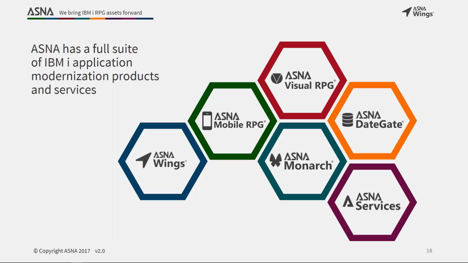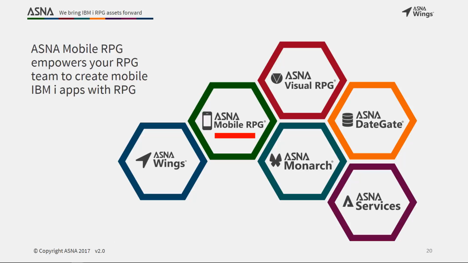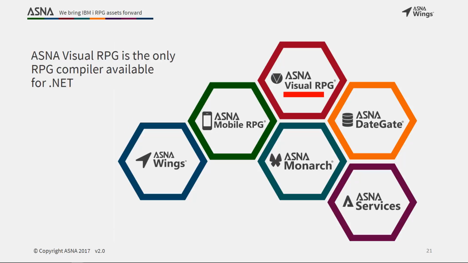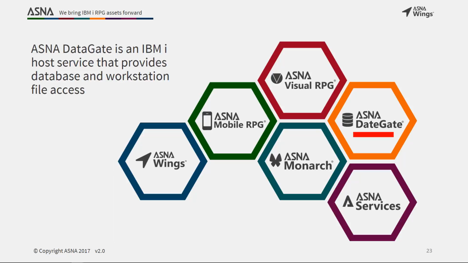ASNA has a full suite of IBM i application modernization products and services. We're here to discuss ASNA Wings, and we've mentioned ASNA Mobile RPG in passing. We also offer the world's only RPG compiler for .NET, and we also have a full-featured analytical and migration suite that migrates IBM i RPG applications to .NET, targeting either C# or ASNA Visual RPG.